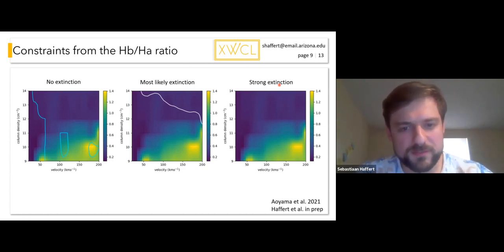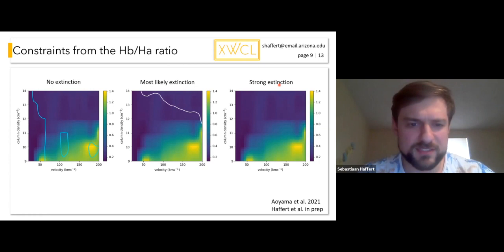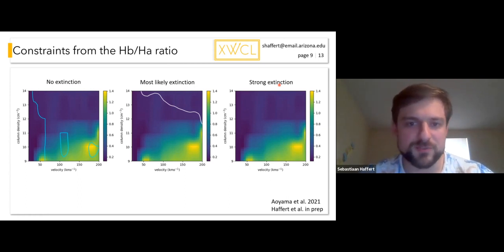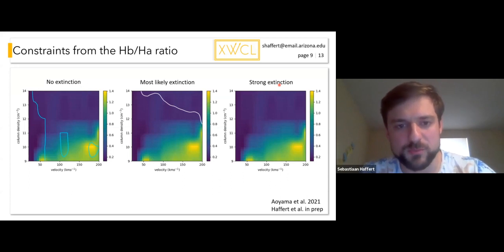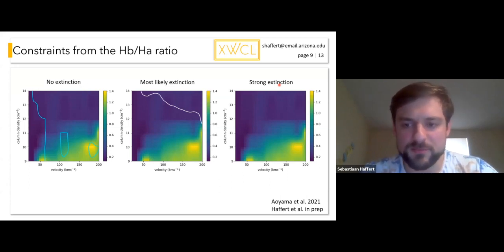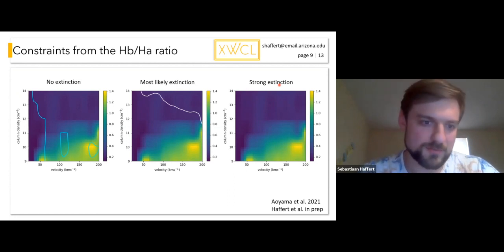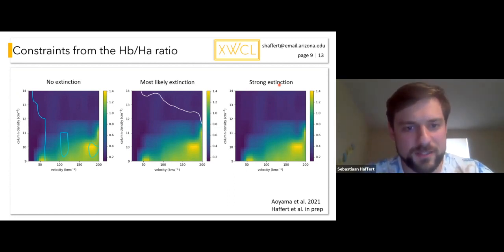So they have observed the PDS 70 system with GRAVITY, the interferometer at the VLT. And with that, they were able to get K-band spectra of both companions. And together with the other L-band photometry and the Y to H-band spectroscopy, they were able to get a sort of a grip on the extinction.